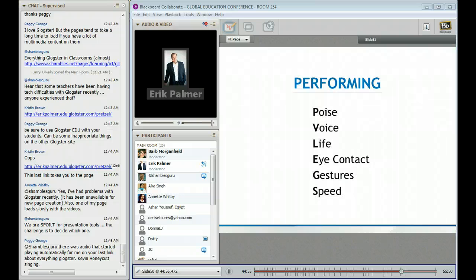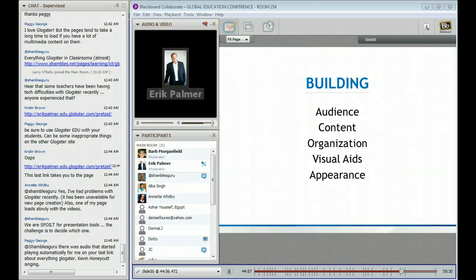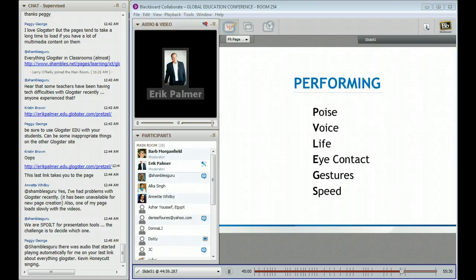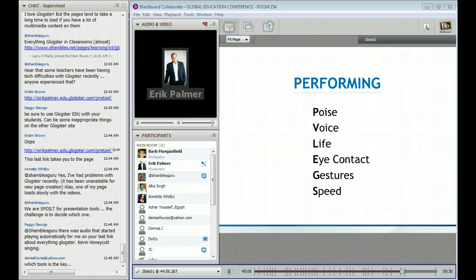Let me get back a slide. This is what it takes to perform. We have to pay attention to poise, voice, life, eye contact, gestures, and speed. And these are skills we have to give to students. They don't intuit these things. They don't get it on their own. They don't get it by doing it over and over and over and over. We have to teach it.